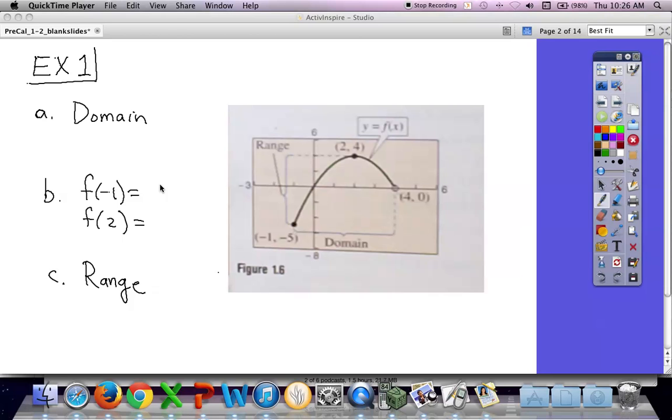Okay. We don't have an equation for what makes this graph right here. We just have the graph to look at. Okay. When you have that, if you have to determine the domain from looking at the graph, remember, domain means x values. So you want to know what's the set of all the x values that are represented by that graph.